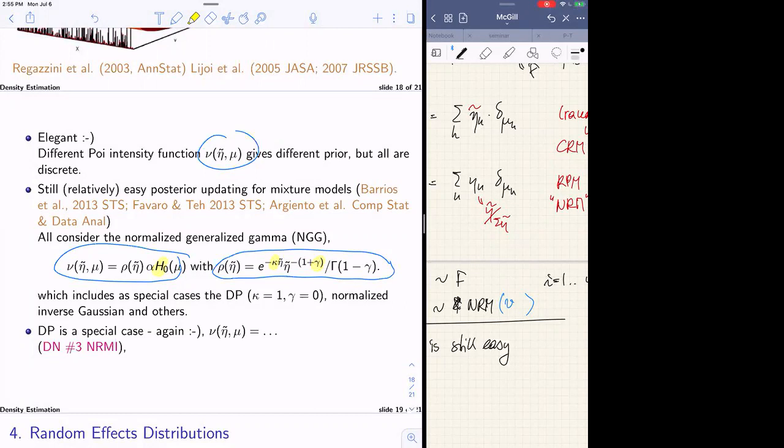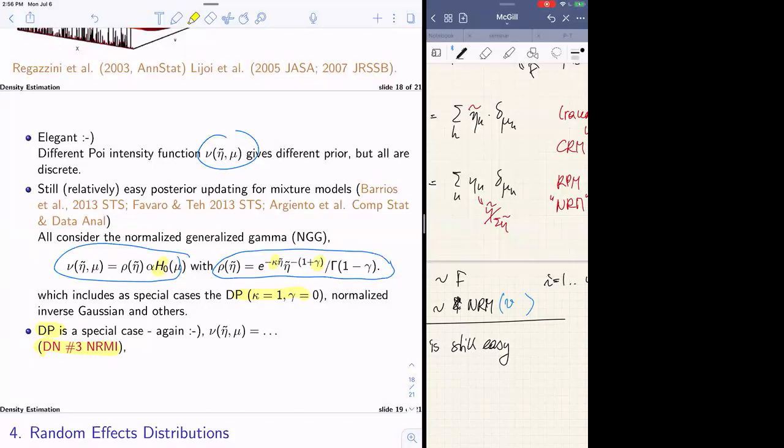And surprise, surprise, the Dirichlet process again drops out as a special case for a special choice of the kappa and the gamma. I think kappa equal 1 and gamma equals 0, something like that. Yeah, kappa equal 1, gamma equals 0. The Dirichlet process pops up again as a special case, and will keep on popping up always as a special case. That's all I wanted to tell you about normalized random measures. It's super elegant, it's super beautiful.